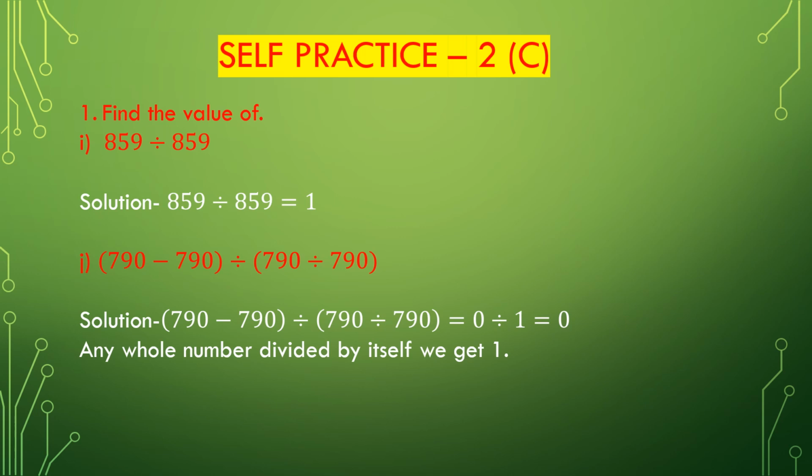Next bit I, 859 divided by 859. We know any whole number divided by itself we get 1 only. So 859 divided by 859 we get 1.